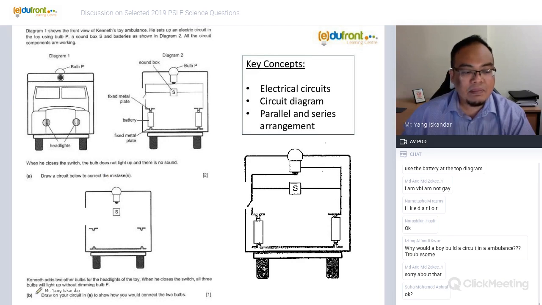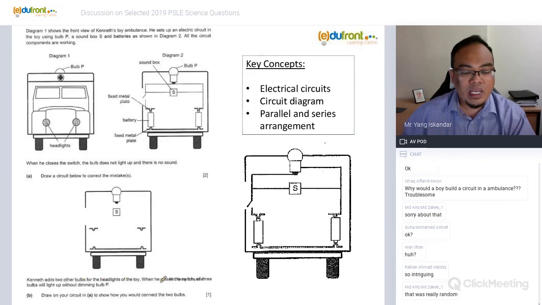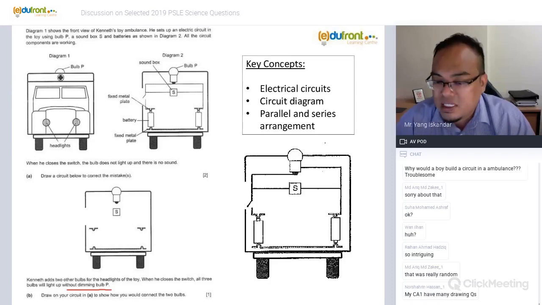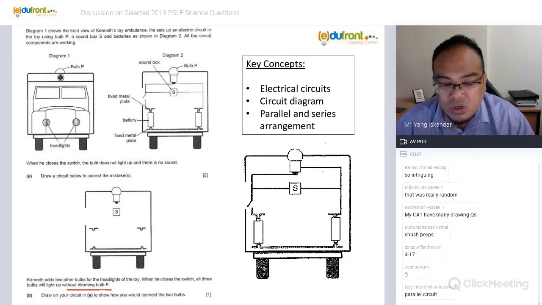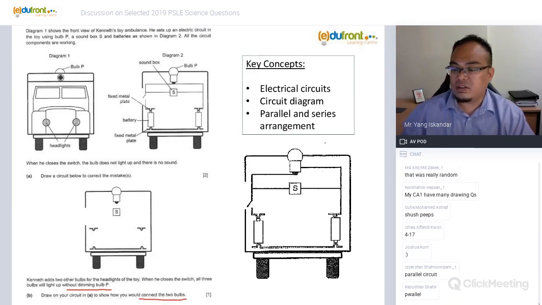Now let's take a look at part B. Kenneth adds 2 other bulbs for the headlights of the toy. When he closes the switch, all 3 light bulbs will light up without dimming bulb P. Without dimming. So what does it mean? Now, can you share with us how to draw the connection for the 2 bulbs? How to draw?